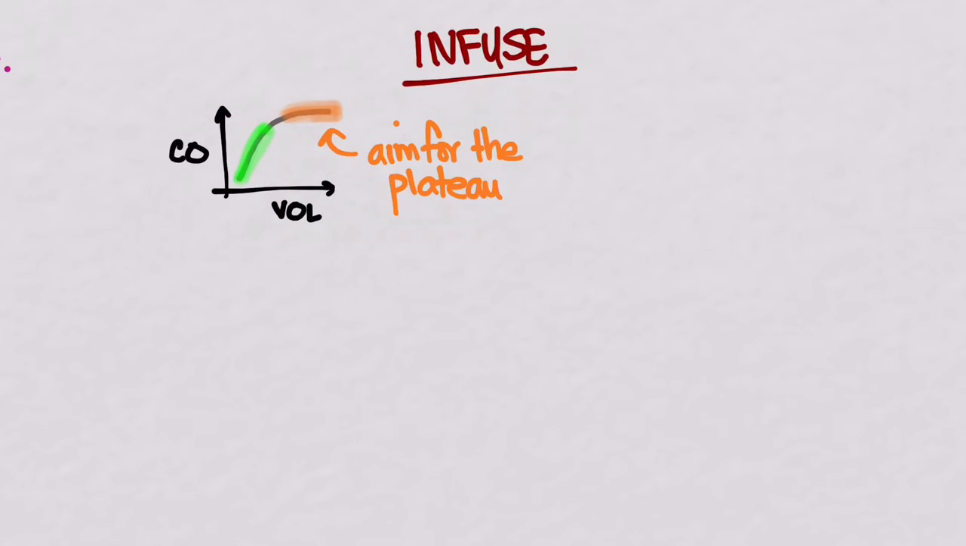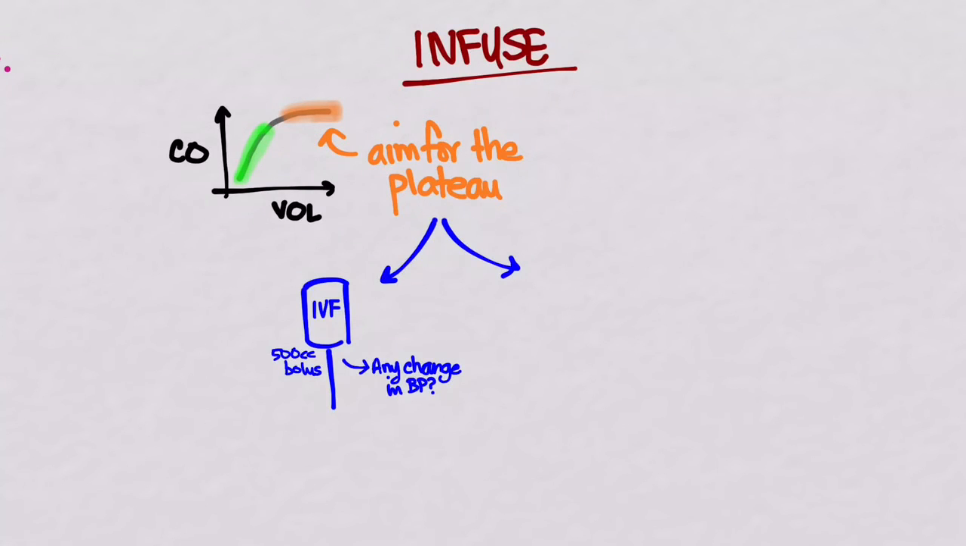That's when we know we've given enough volume, when we aim for this plateau. So how do we know that we're at the plateau? Well, we could just try giving a bolus. Give a small 500cc bolus and see if there's any change in the blood pressure. It's a crude way of doing it, but you know what? It works.